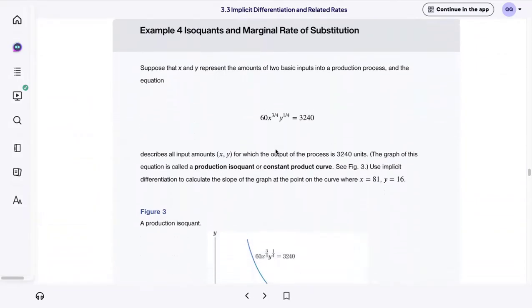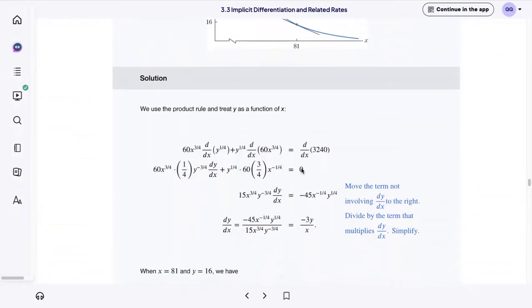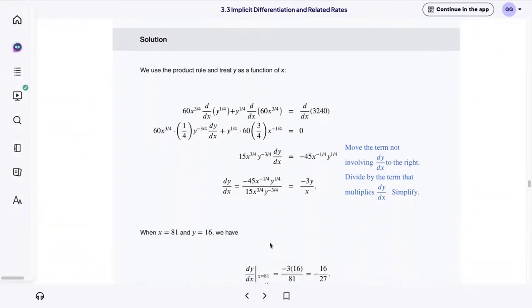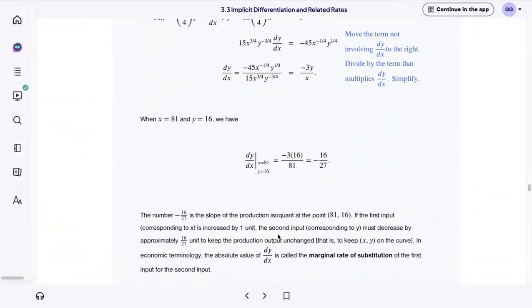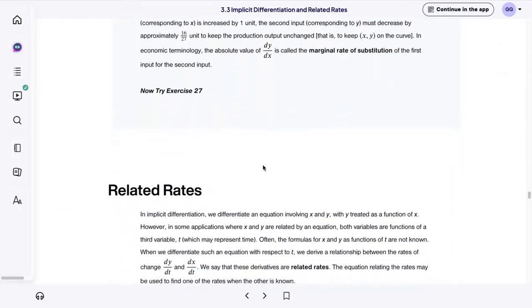So this is just live applications, but the process, right, is exactly the same. Okay, I'm going to leave related rates for another video.